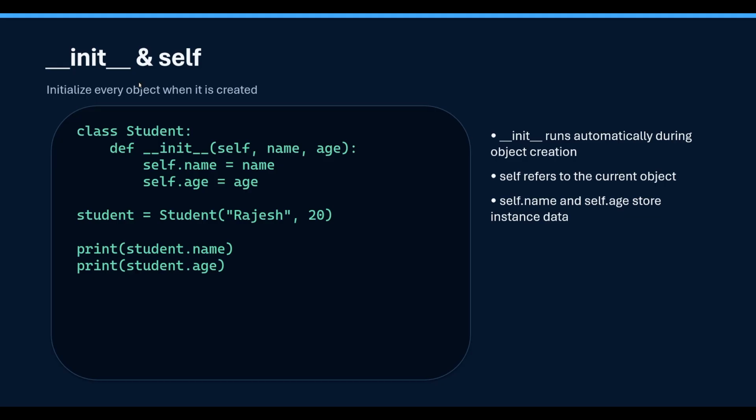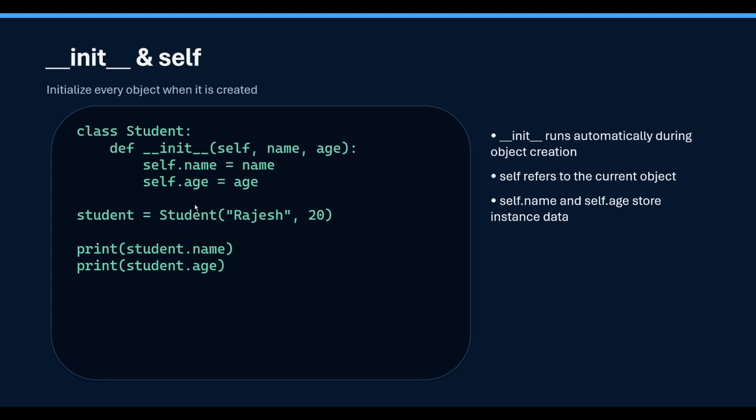Here we have one example. We have a class called student. In that we have init and then self. So we define this kind of data, you can say our attributes. The name will be the name and the age will be the age, which refers to the current instance.